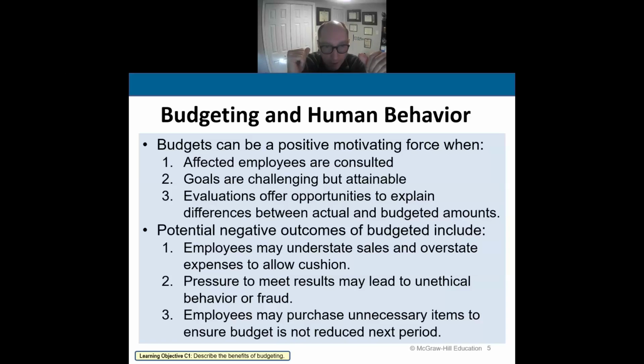But with money, as you know, there are always going to be some negative effects, some negative outcomes when it comes to budgeting money. Oh my goodness. This first one drives me crazy because I see this all the time in the workplace. Employees might understate the sales and overstate the expenses to allow for a cushion. Oh, that drives me crazy. Now, here's why. Every time I go to a small business and I'm consulting with them, and I'm looking at their budget and their actual performance, there's like thousands of dollars difference in their expenses and in their sales.